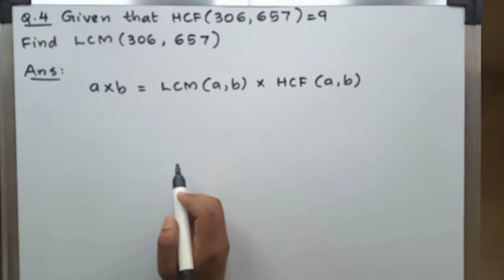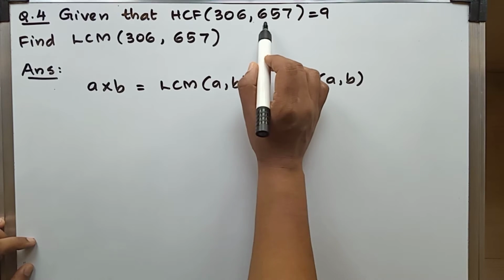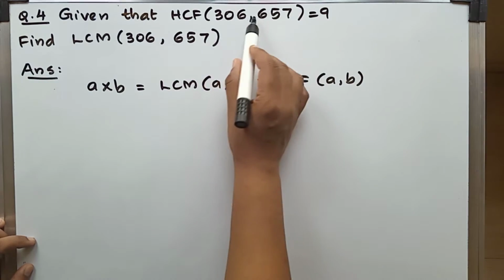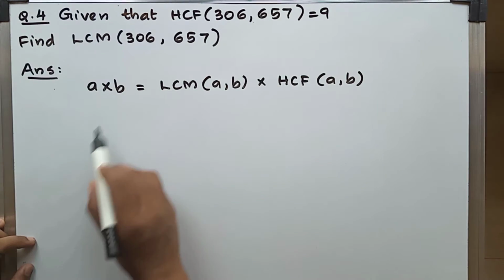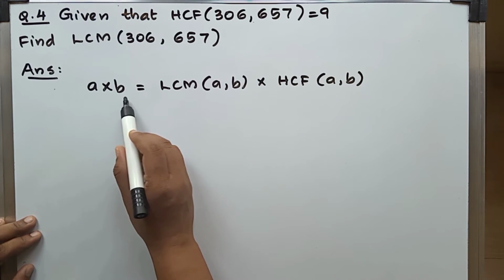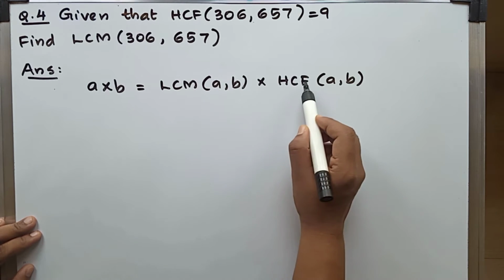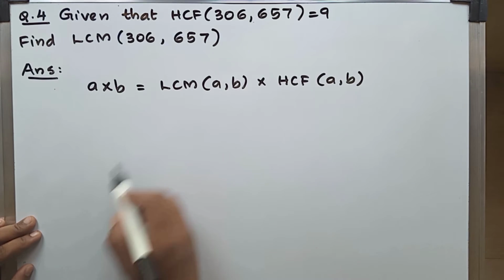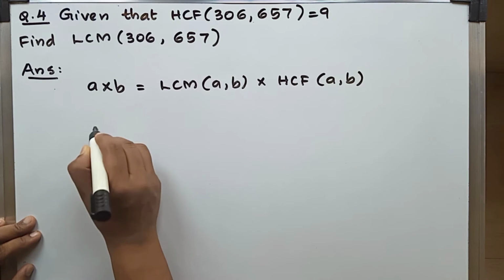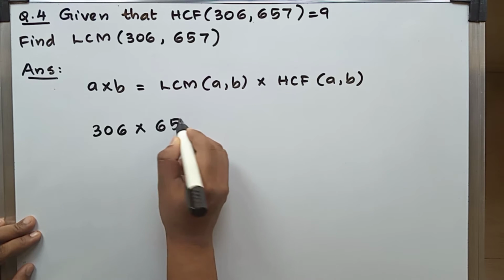This is the fourth question of this exercise. See, given that HCF of 306 and 657 is equal to 9, find LCM of these two numbers. See, same numbers. In the important points we have learned that the product of two numbers is same as the LCM of those numbers multiplied by HCF of those two numbers. Okay, the product of LCM and HCF of two numbers is same as the product of the numbers.